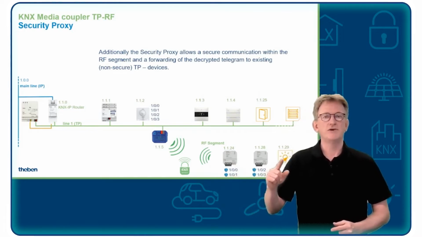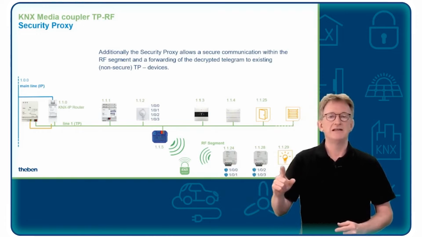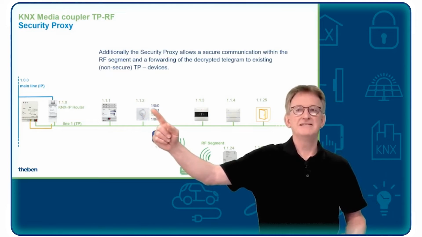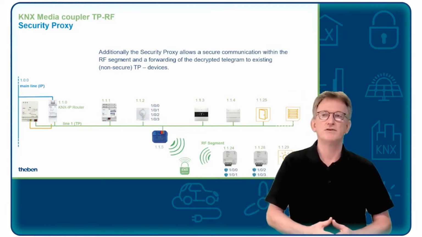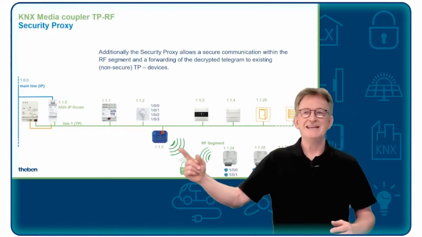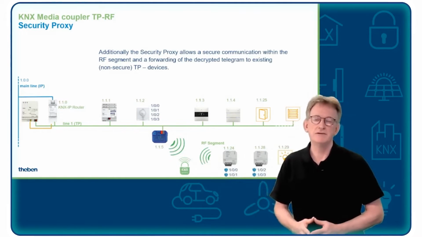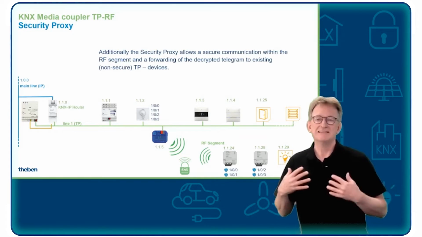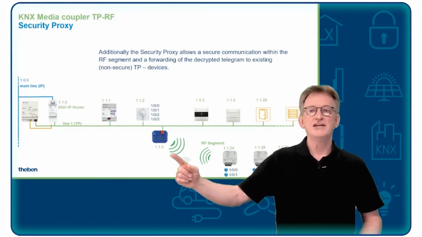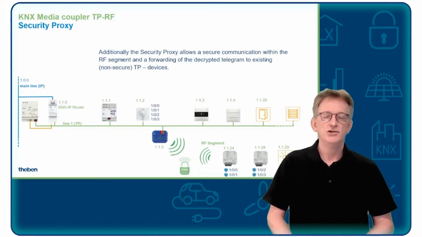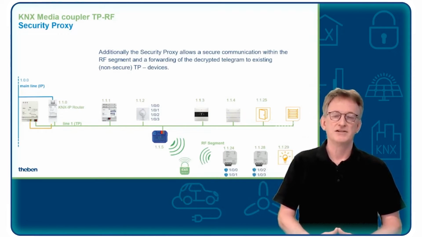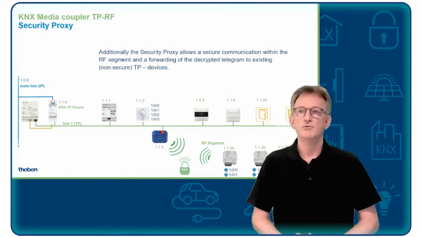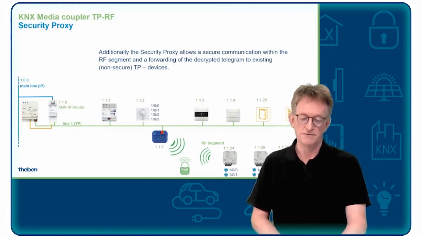That you run your complete RF line with secure, but also if you assign some group addresses to devices on the TP line which do not support yet data secure, then the media coupler is now able to convert secure telegrams into unsecure and vice versa. So that helps you to always ensure that your telegrams are securely transmitted on the RF line. Very, very important. Otherwise, you might have some security issues.